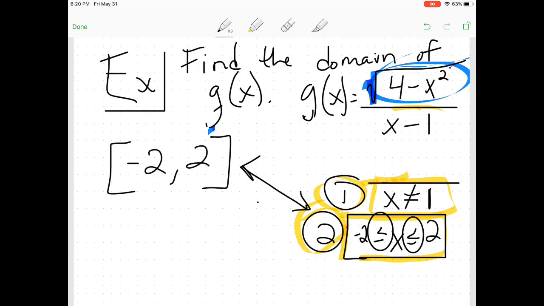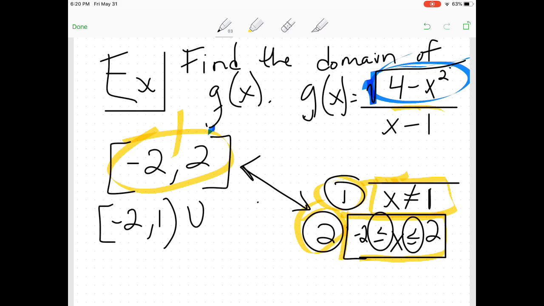But now I need to exclude 1. 1 falls in this range, right? 1 falls in between negative 2 and 2. I want to exclude 1. So what I'm going to write is, well, still negative 2 up to 1. And then, am I going to have a bracket or parentheses here? Well, I'm going to have a parentheses. I do not want to include 1. And then I'm going to go union from 1 up to 2.